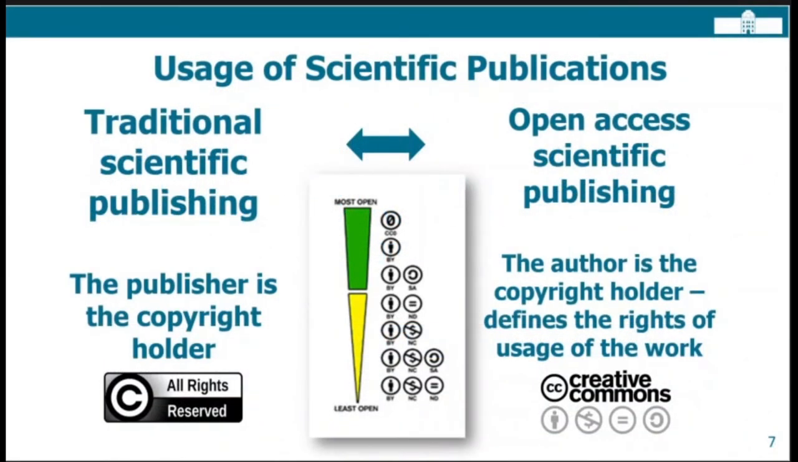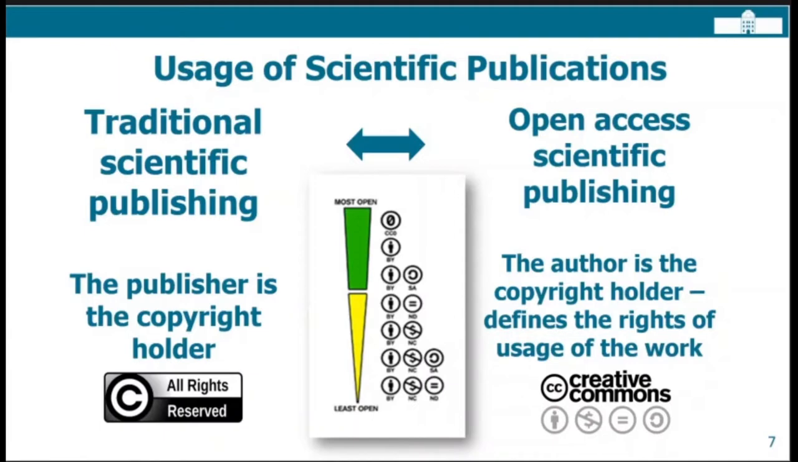Only for reminding about Creative Commons licenses, the main difference between traditional scientific publishing and open access publishing is who owns the copyright. In traditional scientific publishing, the publisher is the copyright holder. In the ideal situation in open access, you hold the copyright.